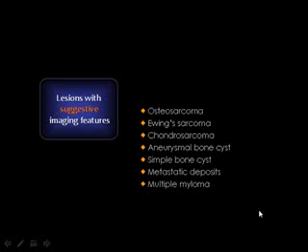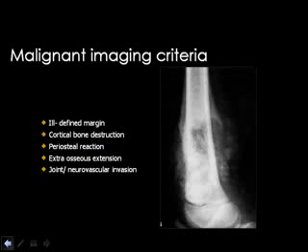These were the first group, where if you look to the X-ray or the CT, you can easily reach the diagnosis. Then came the lesions with suggestive imaging criteria: the osteosarcoma, Ewing sarcoma, chondrosarcoma, aneurysmal bone cyst, simple bone cyst, metastatic deposits, and multiple myeloma. We start first by the malignant criteria.